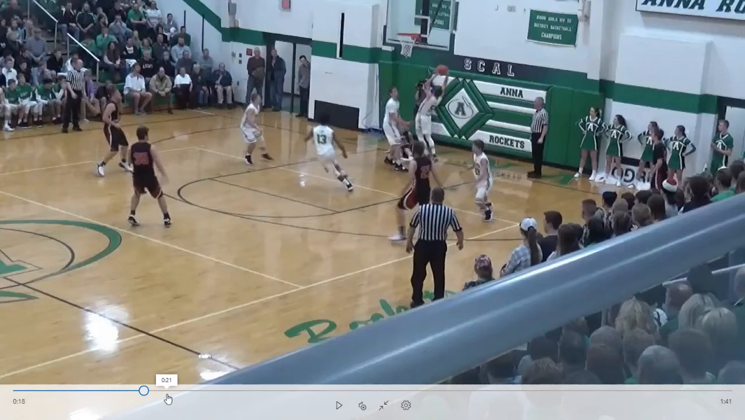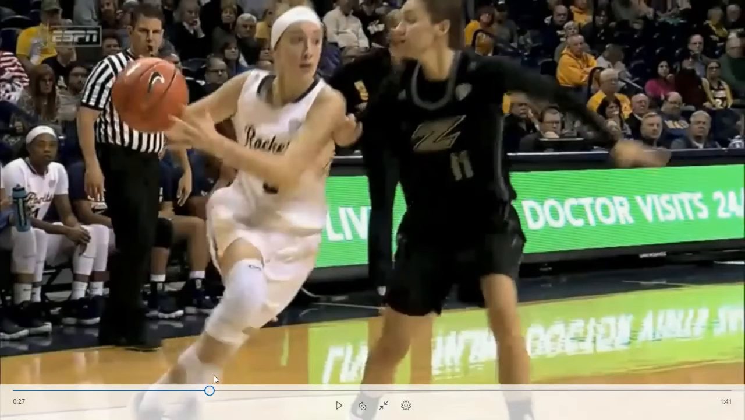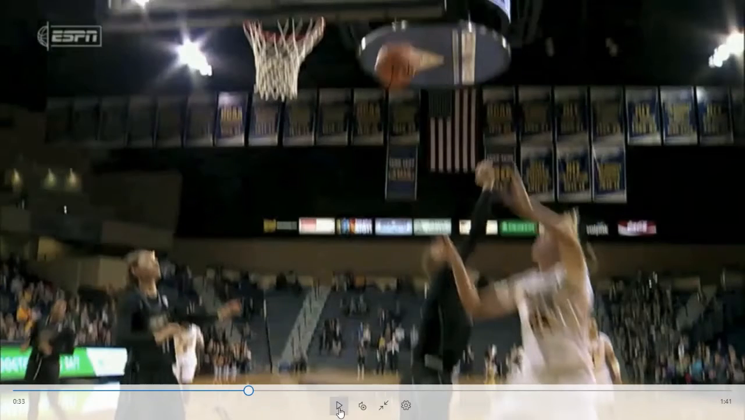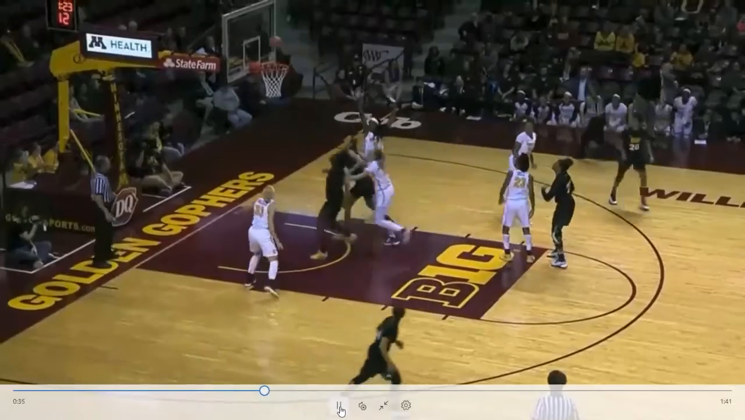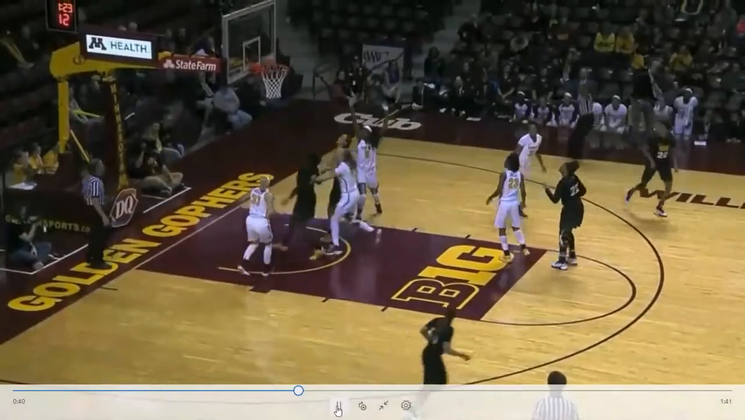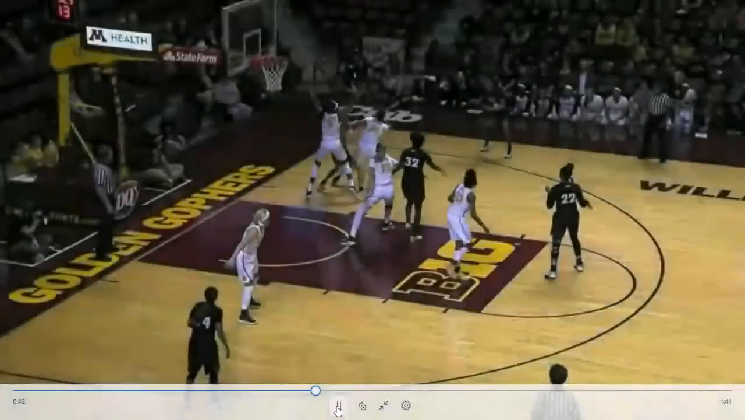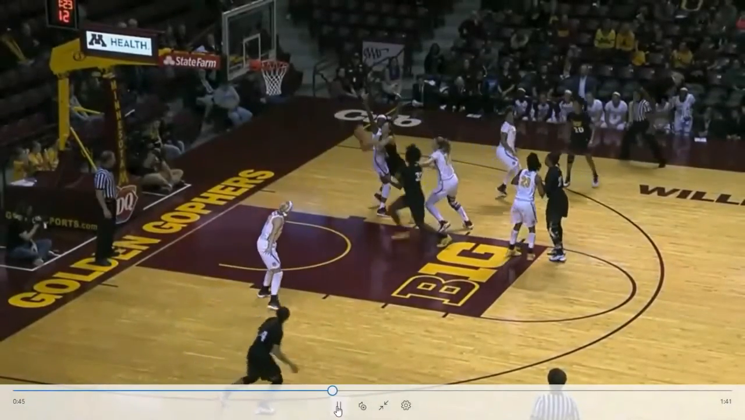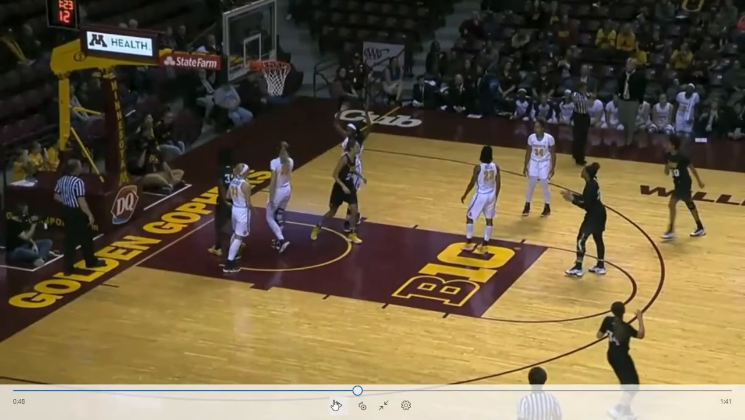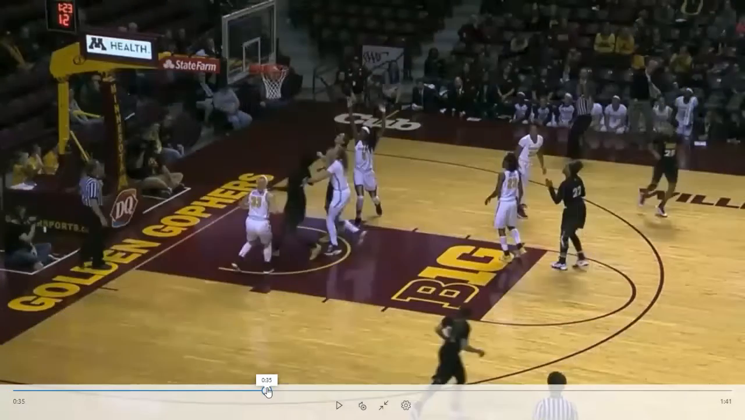Next one. I'm going to move up ahead. There's a couple of these that I don't think really, yeah. And there we go. Again, take a look at the defender. Straight up, the offensive player is trying to kind of curl around them. Brian, did the defender do anything wrong on this play?